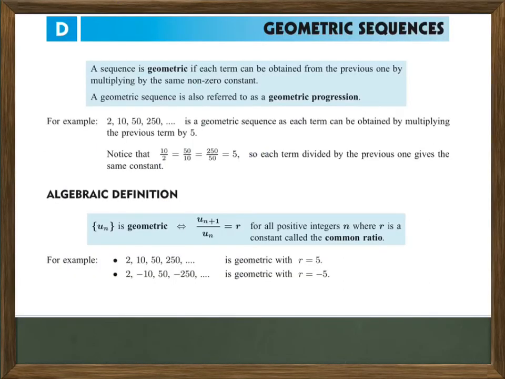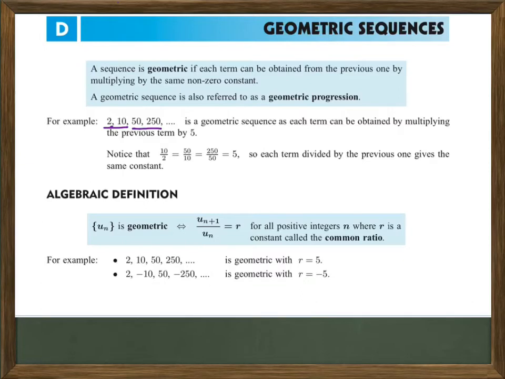So, geometric series: a sequence is geometric if each term can be obtained from the previous one by multiplying by some non-zero constant. Here we need to understand how this geometric progression series is made. Here is an example: 2, 10, 50, 250 and so on.